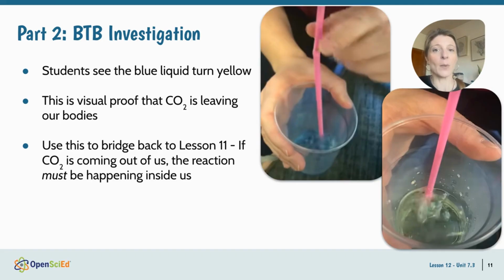The first key moment happens in part 2, which is the BTB investigation. Students see that the blue liquid turned yellow. This is visual proof that carbon dioxide is actually leaving our body. During this part, I find that connecting to lesson 11 can be very helpful, because if carbon dioxide is coming out of us, the reaction must be happening inside of us.